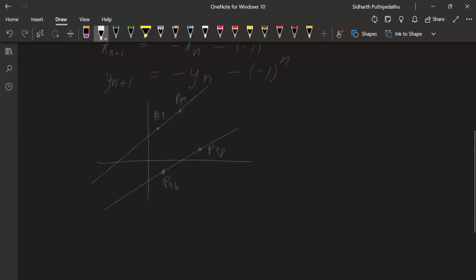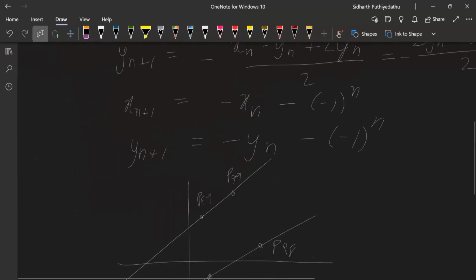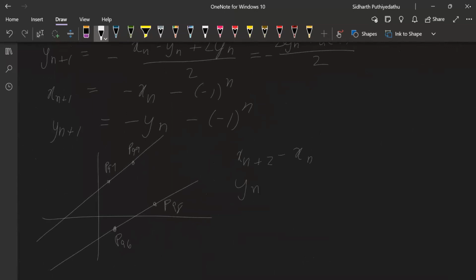Because it's a trapezoid, we know how to calculate that area. So let's try to get that, because we have basically everything we need to get that area. So calculating the area, we want xn+2 minus xn, and yn+2 minus yn, right? Those changes, we square them, we add them, we get the length.